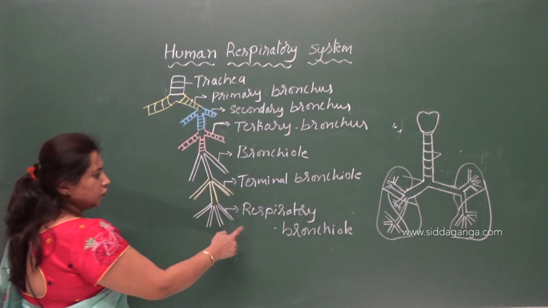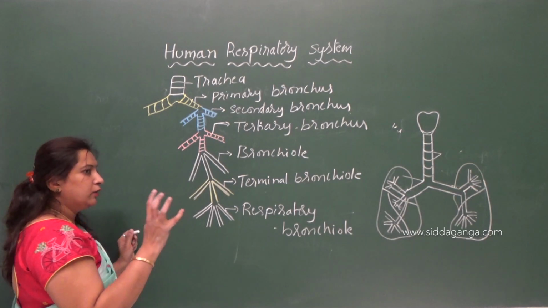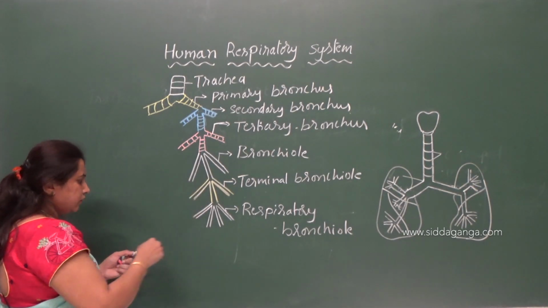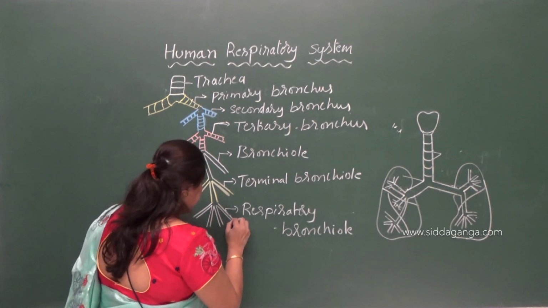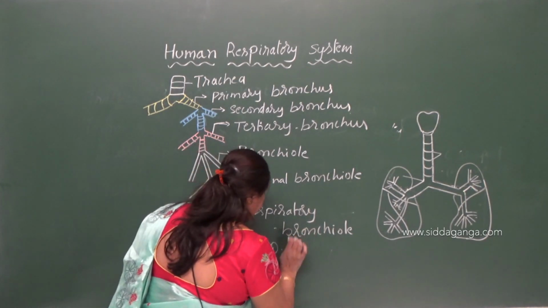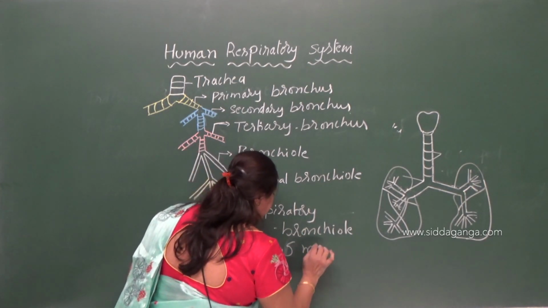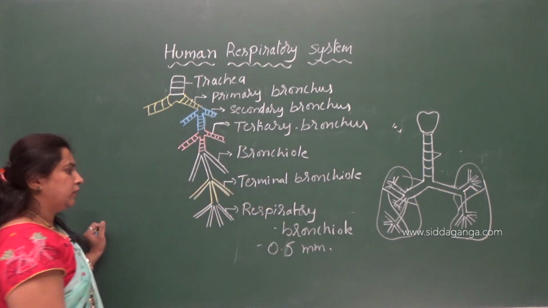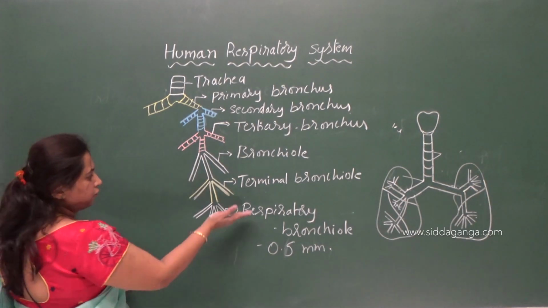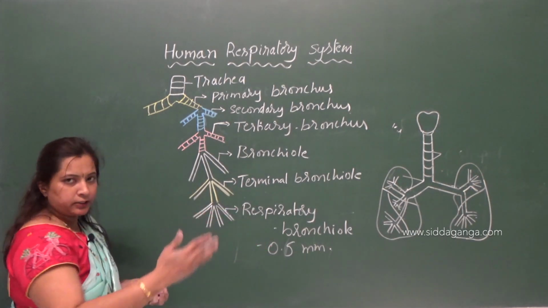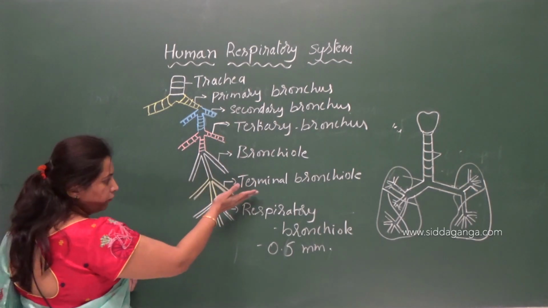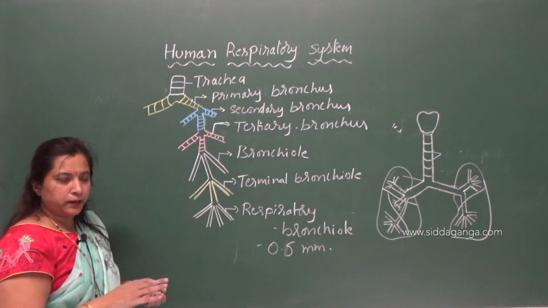So, these respiratory bronchioles are the narrowest tubes. They are the narrowest airways of the respiratory passages, measuring only about 0.5 millimeter in diameter. So, these are the narrowest tubes of the lung. Up to the terminal bronchiole is the conducting zone, and from the respiratory bronchiole begins the respiratory zone.